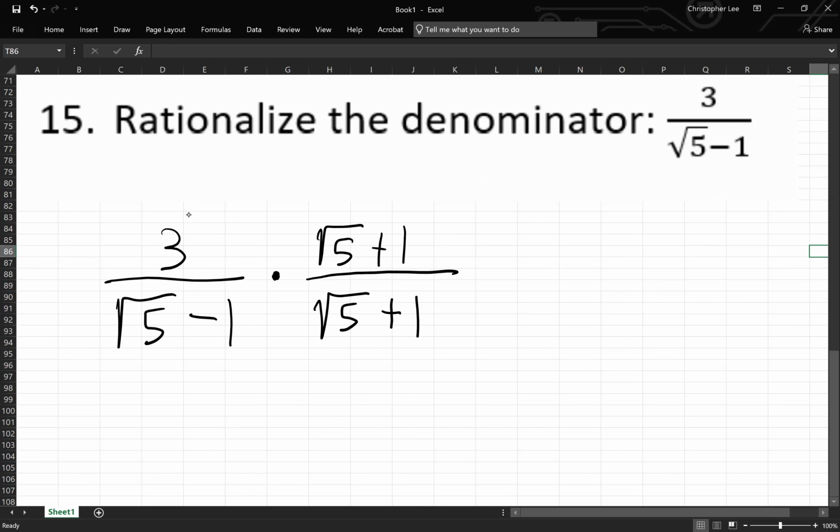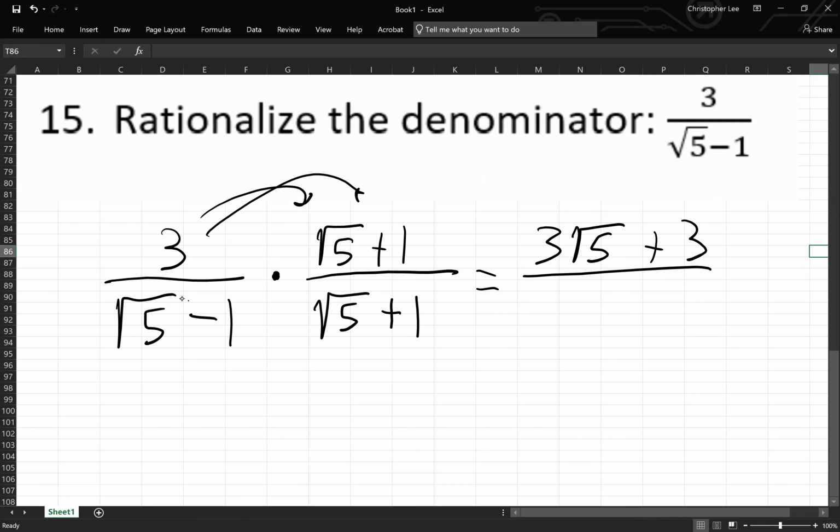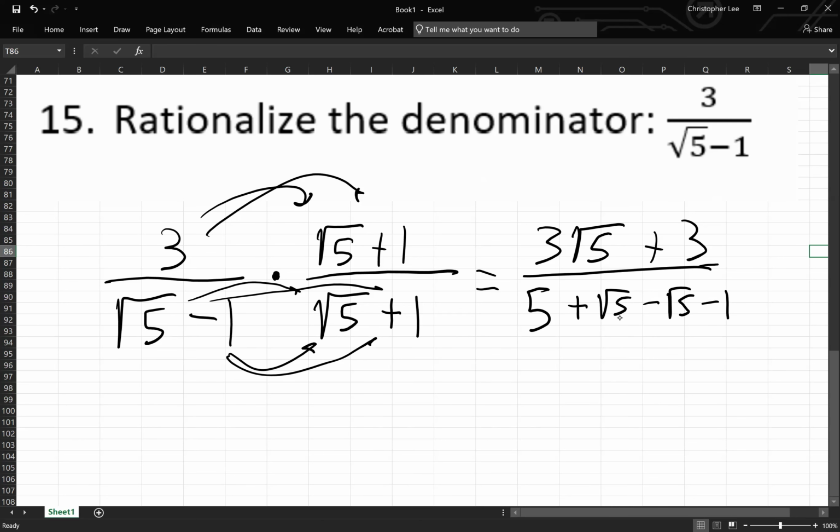All right. You already know distribute, all that good stuff, right? So I have 3 square root 5 plus 3 over, you already know, distribute, combine like terms, all that good stuff, right? So this is going to be what? 5 plus square root 5 minus square root 5 minus 1. You already know these are going to cancel out. Little bit of math. This is going to become what? 3 square root 5 plus 3 over 4. And that's it.